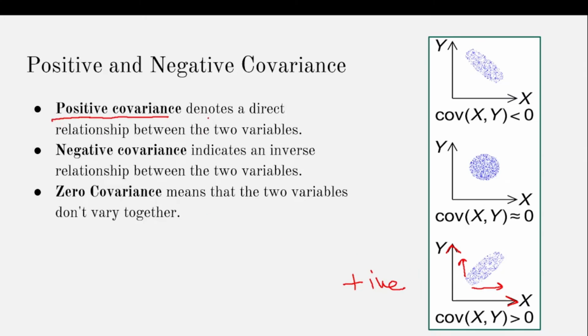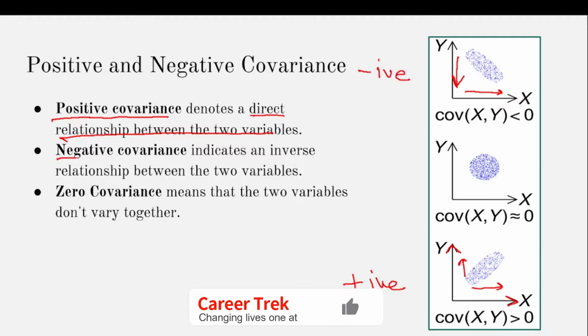So, a positive covariance denotes a direct relationship between the two variables. Now, let us consider if on increasing the value of x, the value of y decreases. In this case, I get a negative value for covariance, and it's called negative covariance, which indicates an inverse relationship between the two variables.